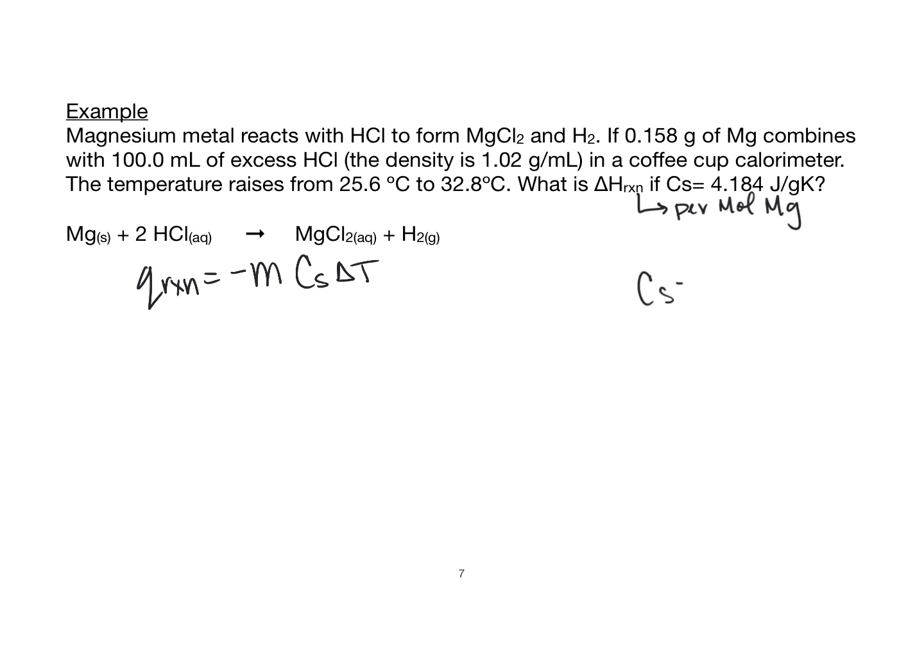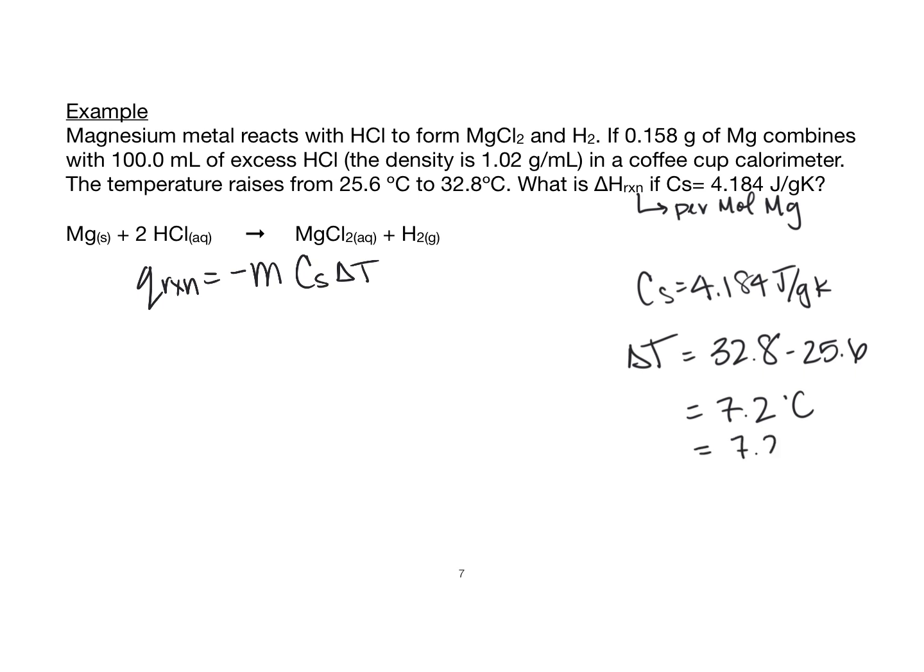So C sub s, found in the problem, is 4.184 joules per gram Kelvin. Delta T is equal to 32.8 minus 25.6, and this is going to equal 7.2 degrees Celsius. It's also going to equal 7.2 Kelvin, because 1 degree Celsius is equal to 1 degree Kelvin in terms of delta T. So now we need to figure out the mass, but the total mass. So the mass of water plus the mass of magnesium.